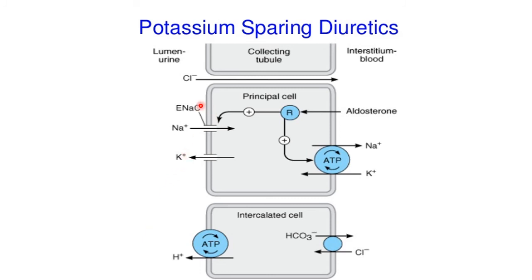Now you can see here, this sodium channel causes sodium reabsorption and potassium excretion in the urine. When this is blocked, sodium will be lost in the urine and potassium will be preserved in the blood. As a result, we call them potassium sparing diuretics because they cause loss of sodium and preservation of potassium in the blood. Now you can well understand why we call them potassium sparing diuretics.